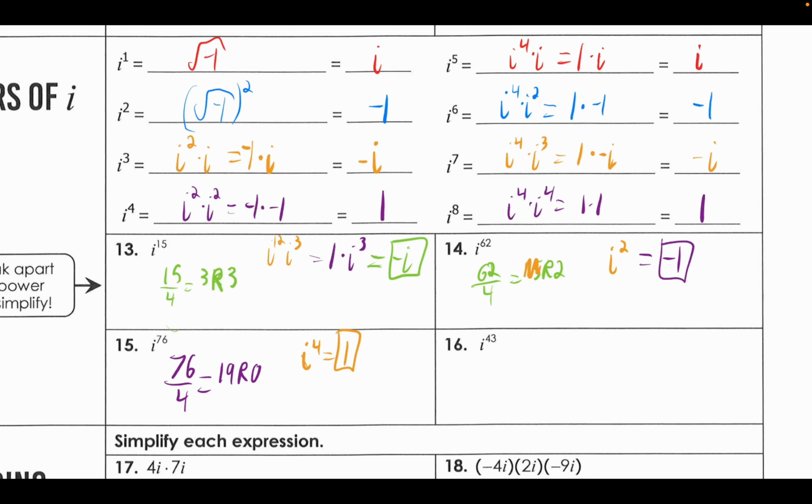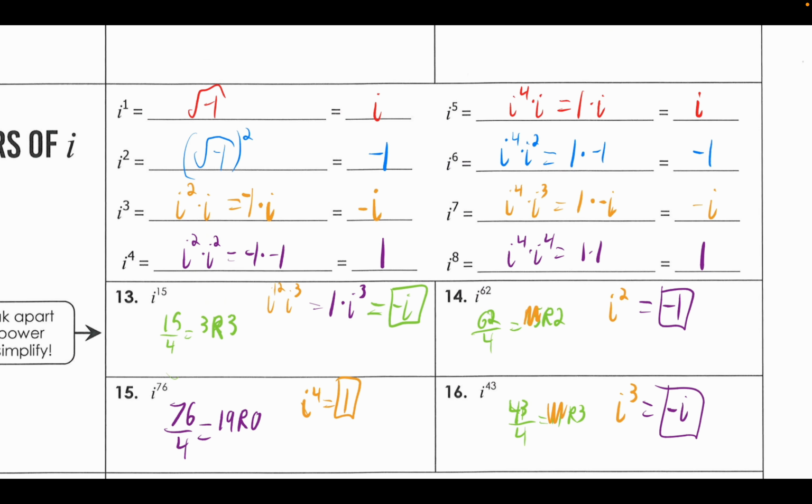For i to the power of 43, we would take 43 divided by 4, and we get 11 with a remainder of 3. Once again, I could not care less what the number before the remainder is, because the remainder tells me all I need to know: that it's i cubed, and knowing that it's i cubed means that it's negative i.